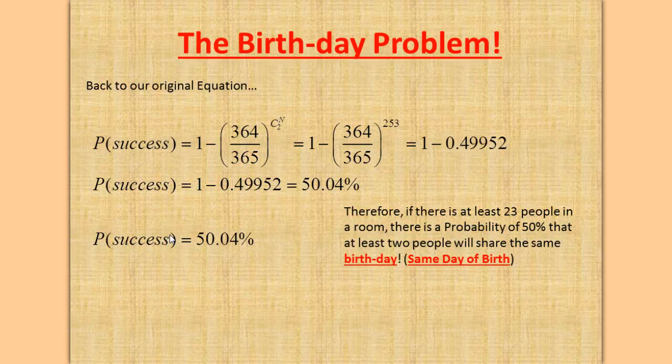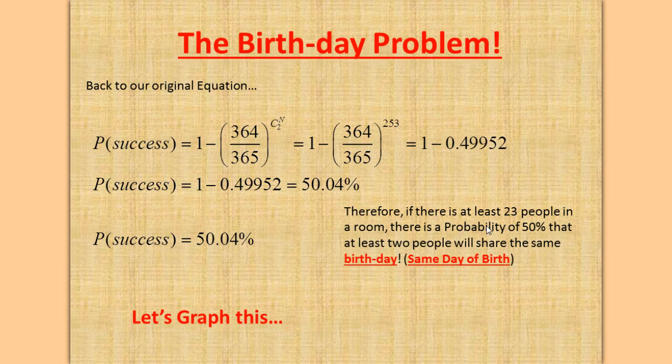Therefore, if there are at least 23 people in a room, there's a probability of 50% that at least 2 people will share the same birthday. That means the same day of birth. That doesn't mean the same month. Okay. Same day of birth. Let's graph this and see how it looks.